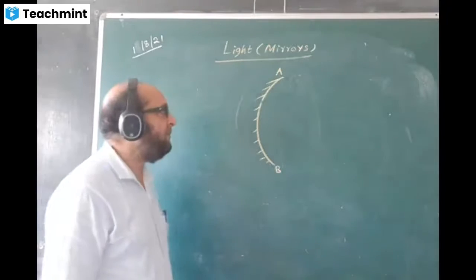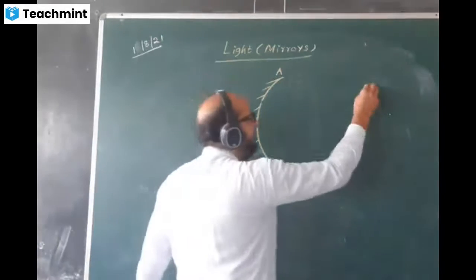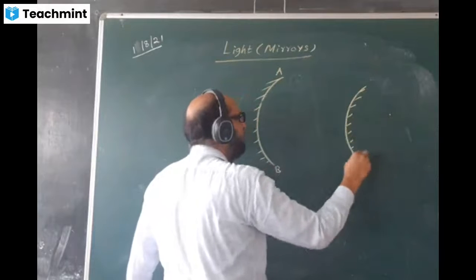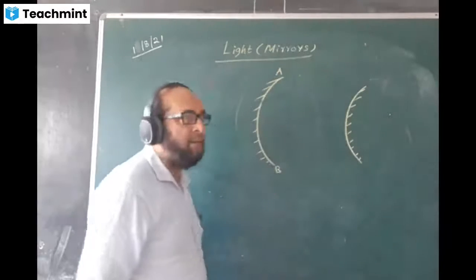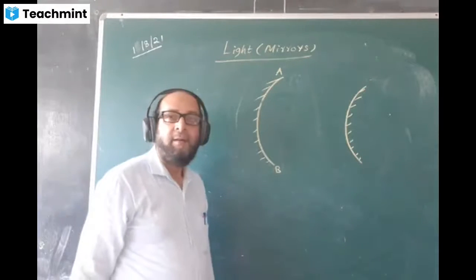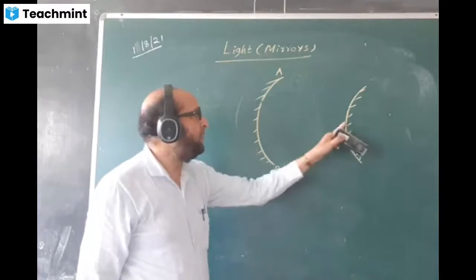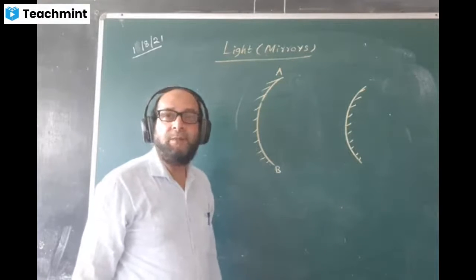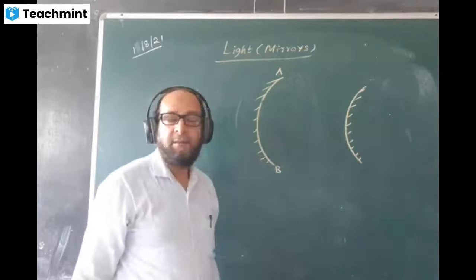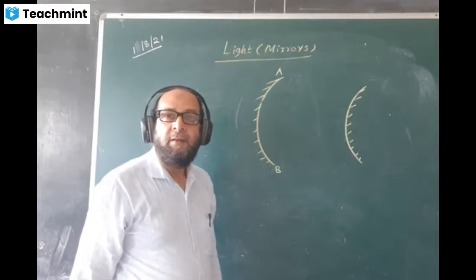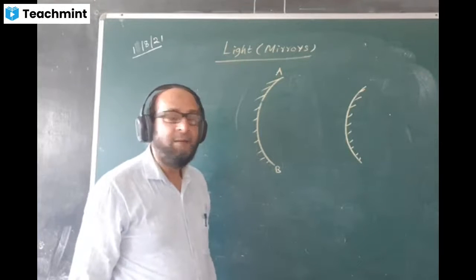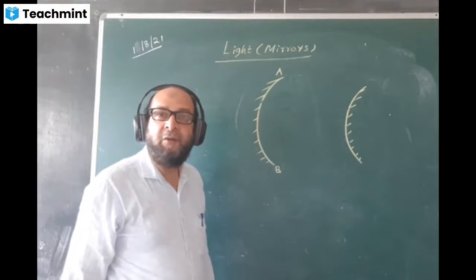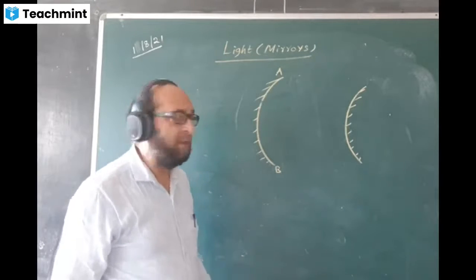Yes, sir. If we have a mirror like this, what mirror is this? Convex mirror, because the unpolished portion is the bulge portion. Where will you keep the object? On the left side or on the right side? On the left side. Yes. The object is always kept in front of the unpolished surface.